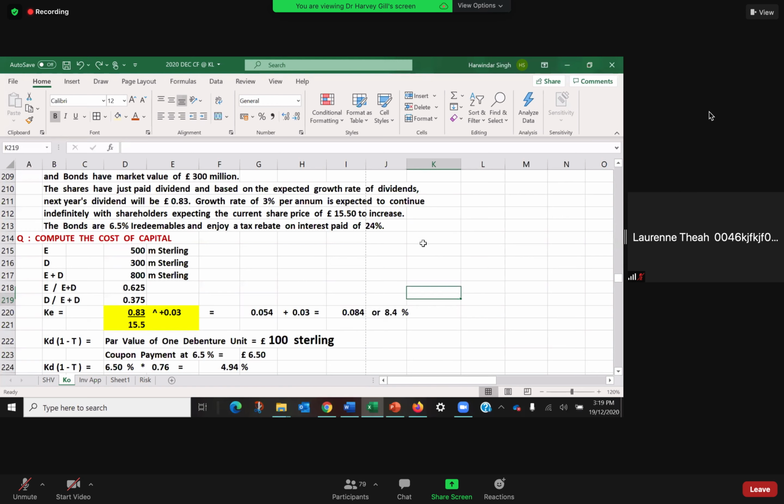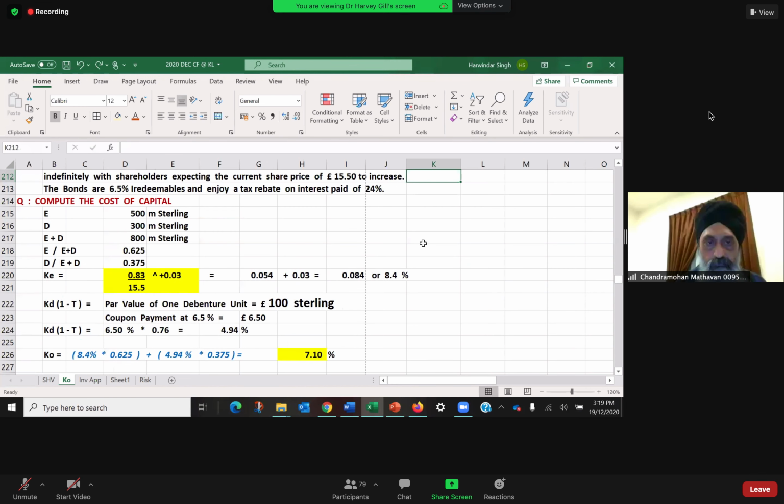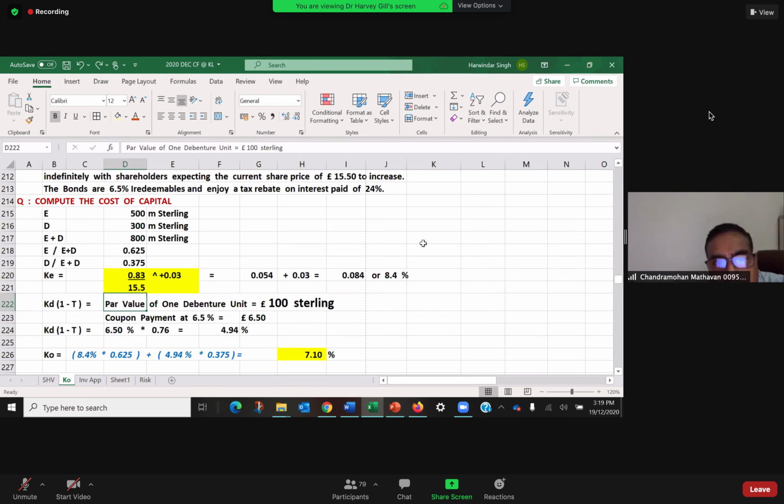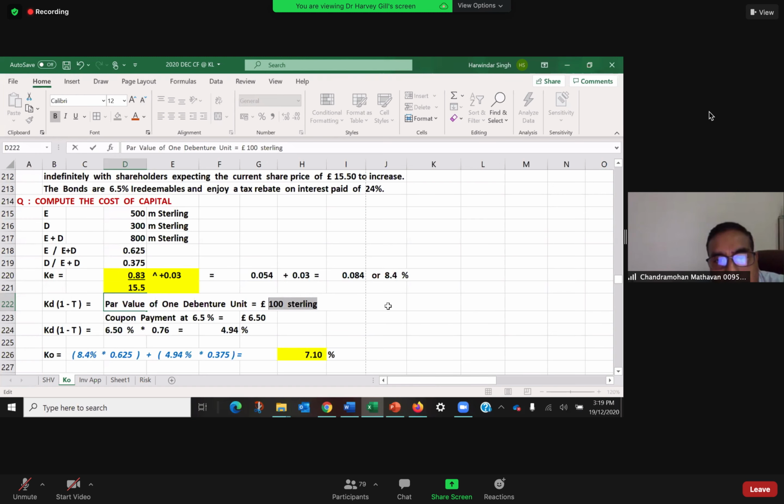Right. I got one question. How about the par value? Just now you said for UK par value is £100, right? In Malaysia, debentures are 1,000 ringgit for our loan stock. So the coupon payment must be calculated. Let's say here 6.5%. If in Malaysia, it will be 65 ringgit. Great, thanks. Welcome.